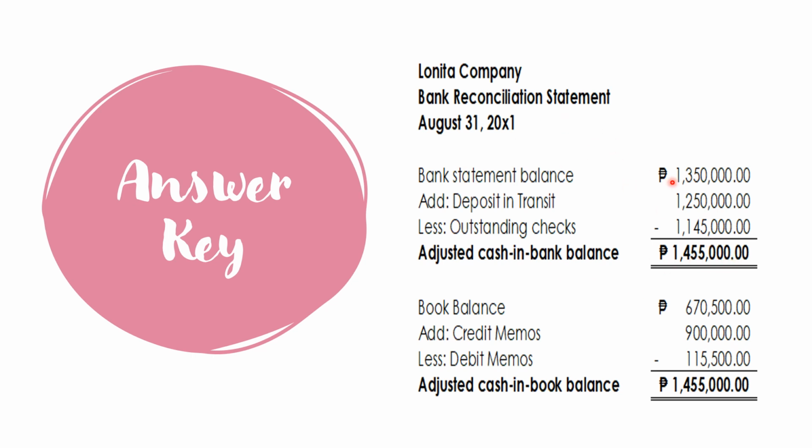Diba na-discuss natin na the only components of adjusted cash in bank balance are the deposit in transit, outstanding checks, and bank errors if there's any. Pero kung wala, simply the deposit in transit and outstanding checks lang. That's it, right? So for the book balance, we have 670,500. Next, we have the credit memos. Credit memo, this is the notes collected by the bank amounting to 900.